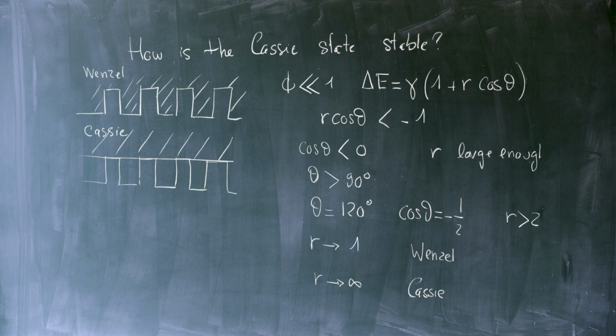A final remark on this result. We have determined the condition for the absolute stability of the Cassie state, but we need to be aware that this state can exist in situations where this condition is not exactly fulfilled. However, in this case, the Cassie state, of course, is only metastable.